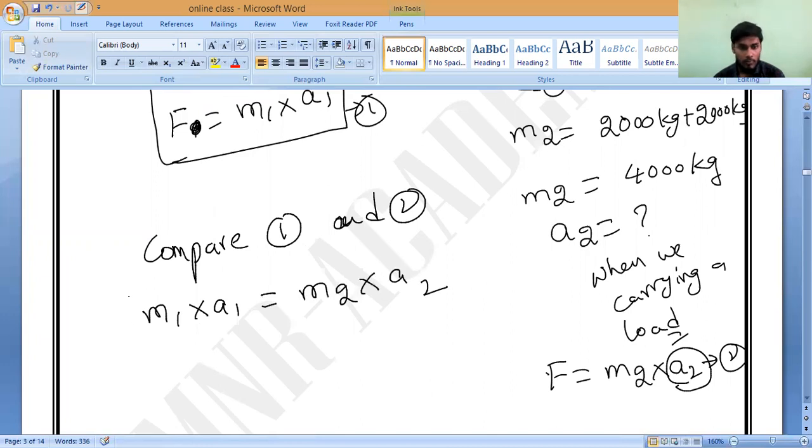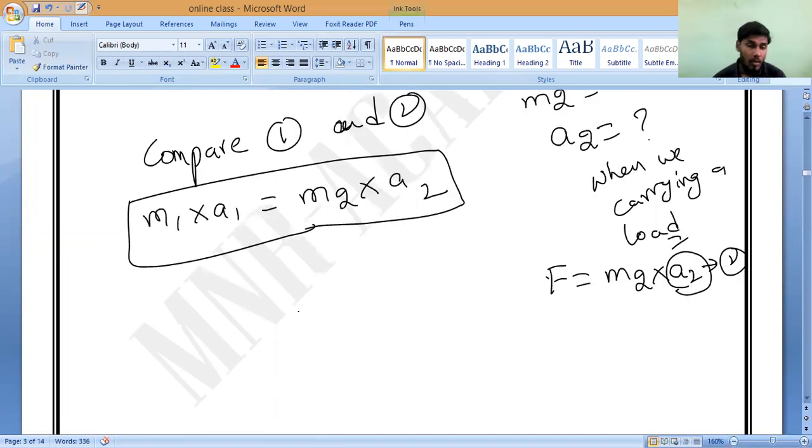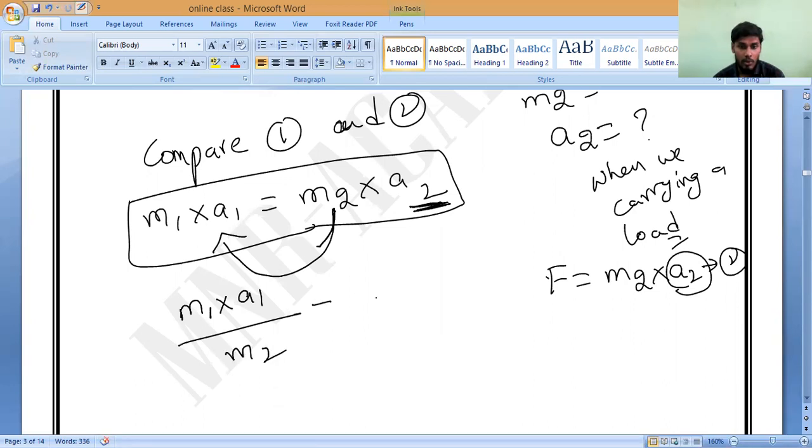Is it yes or no? All of you, will you accept this? The force before and after is the same. Now, we want A2. Then who is extra here? A2 we want to calculate, Ra. M2 is extra. If it comes to this side, what will it become? Division. Multiplication becomes division on this side. So M1 into A1 divided by M2 is equal to A2.